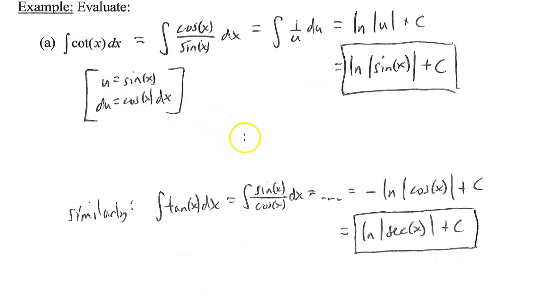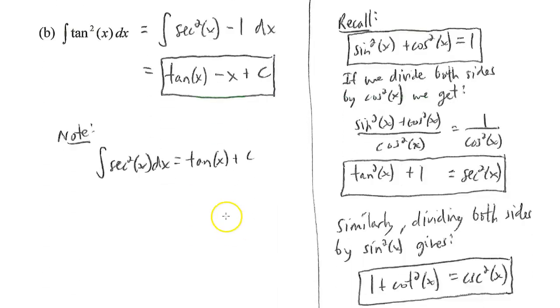Similarly for tangent, you could write tangent as sine over cosine. Now here, if you did the u substitution, the u would be cosine, the du would be minus sine. So you're going to end up getting a minus in your answer here. That's why the answer is negative natural log of the absolute value of cosine. And by the way, that negative can come up here by the power property of exponents. And it turns out this would be the same thing as natural log of the absolute value of secant of x. Remember, 1 over cosine ends up being secant.